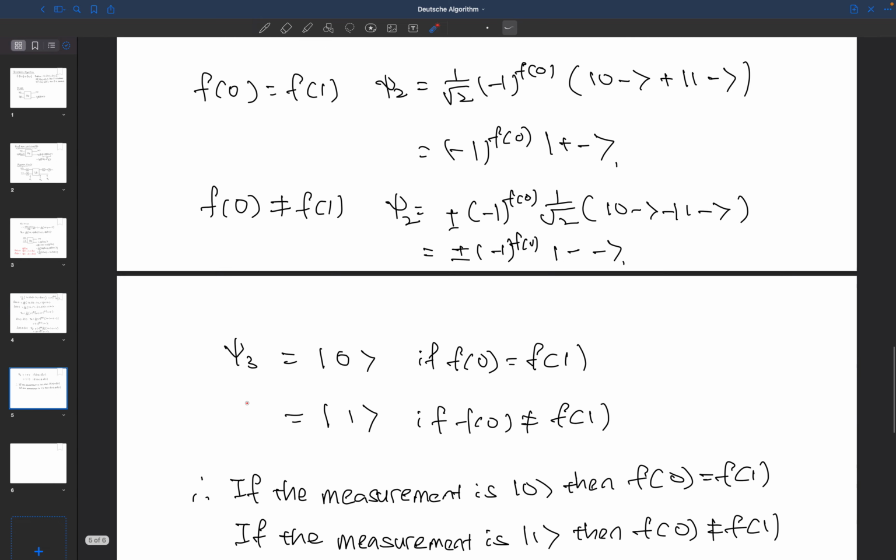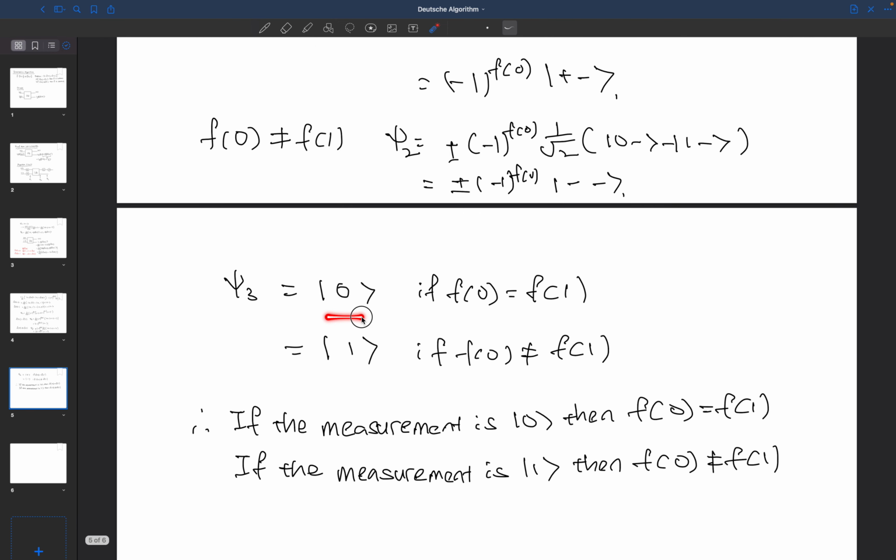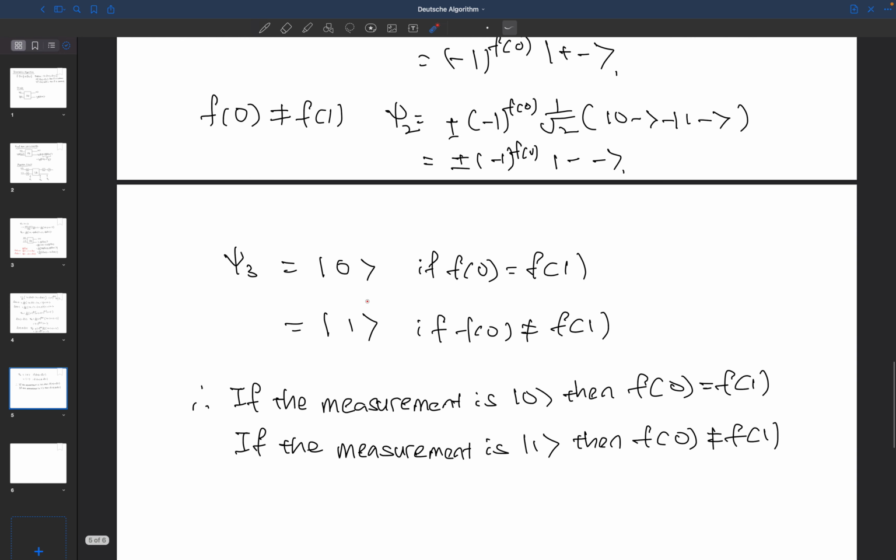So now look at psi 3, which is after the Hadamard. The Hadamard will convert this plus to a 0 and minus to a 1. So psi 3 will be equal to 0 when f(0) is equal to f(1), and equal to 1 when f(0) is not equal to f(1). So if we take the measurement, we'll get 0 for the constant case and 1 for the balanced case. This completes the math behind the Deutsch algorithm.